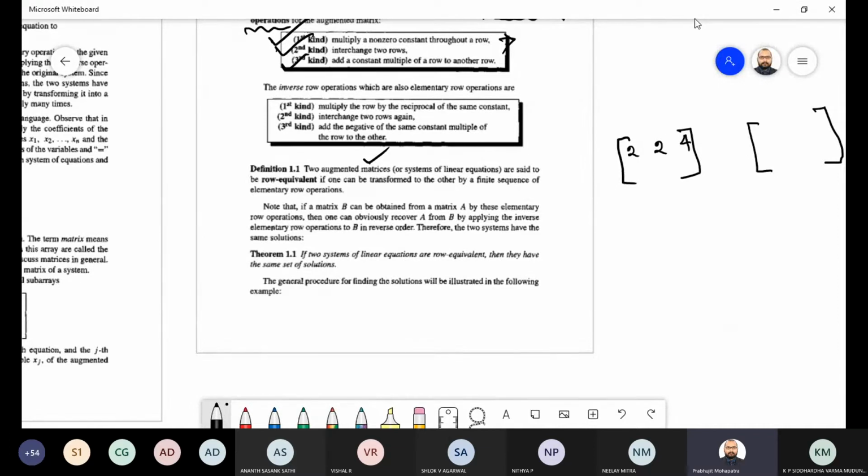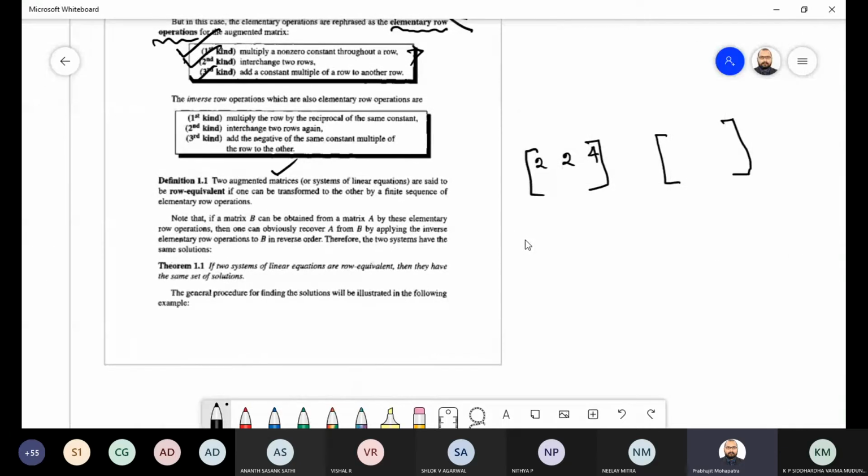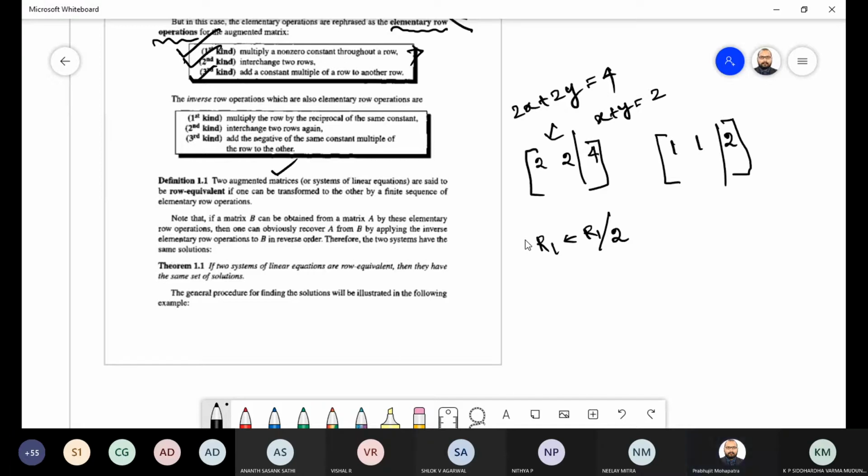Okay. So, for example, one matrix is there. The row is 2, 2, 4. What is this equation? This is nothing but 2x plus 2y equal to 4. For example, this is the right hand side. So, what you can do? You can divide this equation by 2. This is same as x plus y equal to 2 or not? So we can divide row 1 as row 1 divided by 2. So now it is changed to 1, 1, 2. Getting or not? Clear or not?